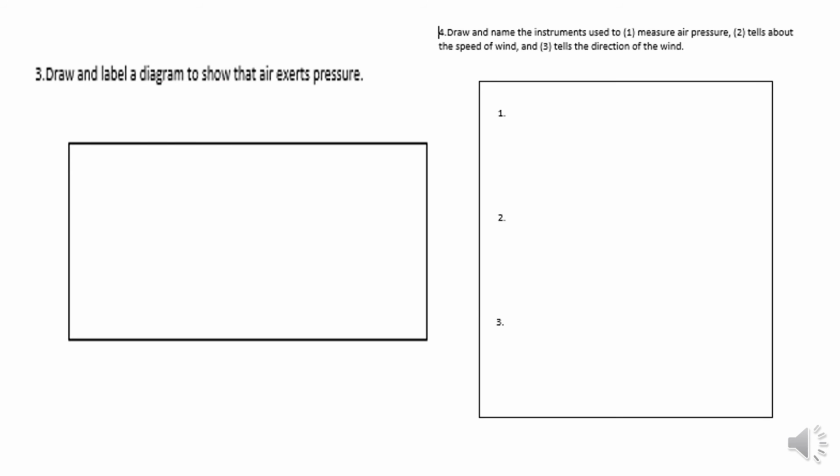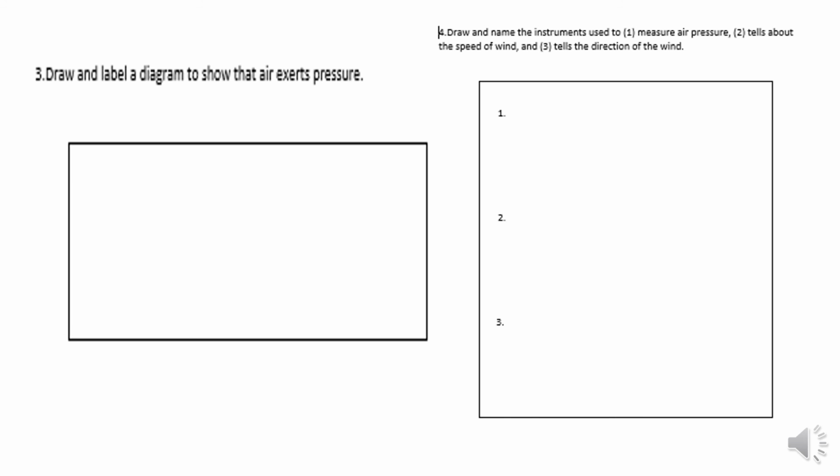Then third question is, draw and label a diagram to show that air exerts pressure. I have given you in your booklet a diagram in which the heading is air exerts pressure. Experiment showing air exerts pressure. You have to draw the diagram and you can also label it: first we will heat the can, then after heating it we will remove it from the fire and we will put cold air on the can. So you have to label it.